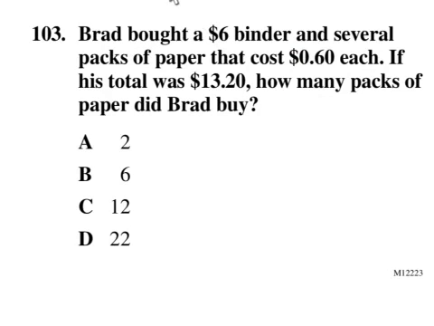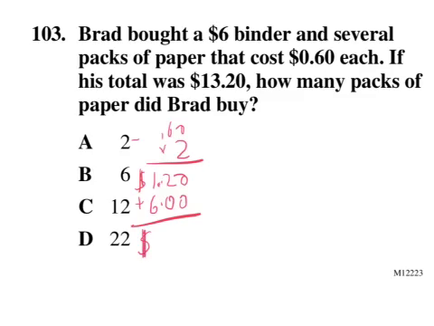For this problem, he bought a binder for $6, he only buys one binder, and he bought packages of paper for 60 cents each, and his whole cost was $13.20, ignoring tax. How many packages of paper did he buy? Well, if you go one by one through the answers, let's look at 2. What is 2 times 60 cents? Wouldn't that be $1.20? Plus the $6 binder, isn't it $7.20? Don't I want that much? Could I cross that out?